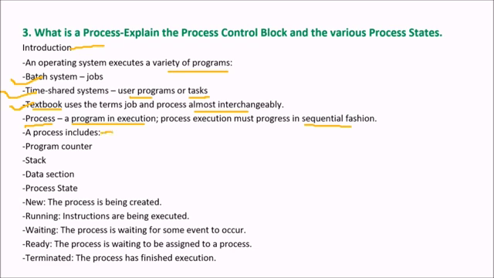So what does a process include? That is a PCB, which we also call the context. The process control block has the program counter, stack, data section, process state, and register state. And what are the various process states? The process can be new, meaning the process is being created, or running, meaning the process is being executed right now. Waiting is when the process is waiting for some event to occur like input output, and ready means the process is waiting to be assigned to a processor. And terminated means the process has finished its execution.